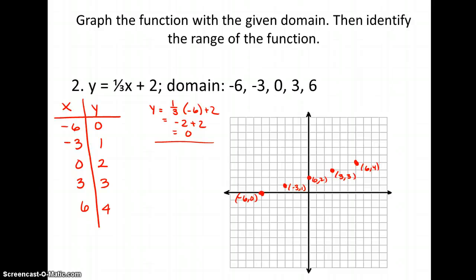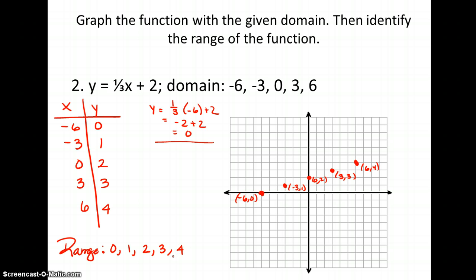Do your points match my points? If so, you've done them correctly. The next thing we will do is state the range, remembering that the range is your y values. So for this equation, my range is 0, 1, 2, 3, and 4.